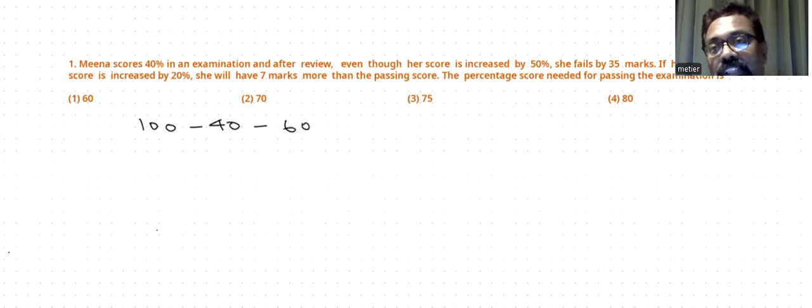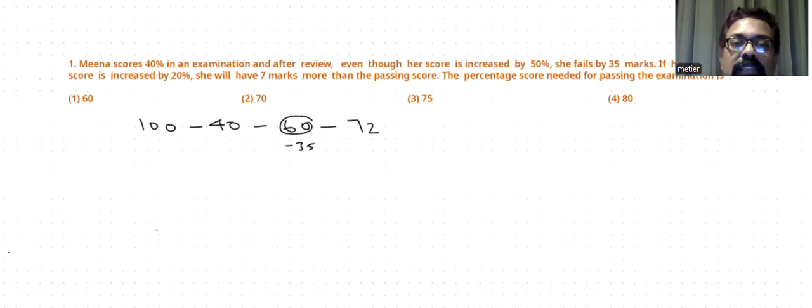Now, she fails by 35 marks. As of now, keep it aside. Now, her post-review score is increased by 20%. Means this 60 score will be increased further by 20%. 20% means 1/5. 1/5 of 60 is 12. So it is increased to 72. 60 plus 12, 72. Now, when she scored 60, she was 35 down, means she failed by 35 marks. So when she scored 72, she scored 7 marks extra.